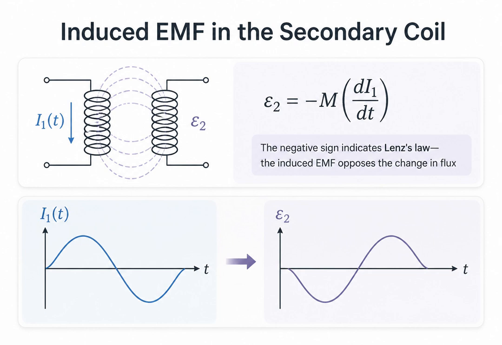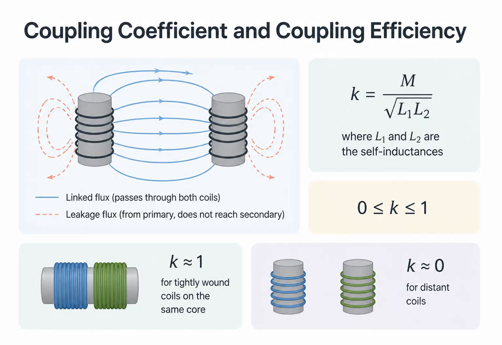If the primary current is increasing, the induced EMF in the secondary will try to create a magnetic field opposing that increase. The coupling coefficient K measures how effectively the magnetic field from one coil links with the other. It's defined as M divided by the square root of the product of the two self-inductances. The coupling coefficient ranges from 0 to 1.